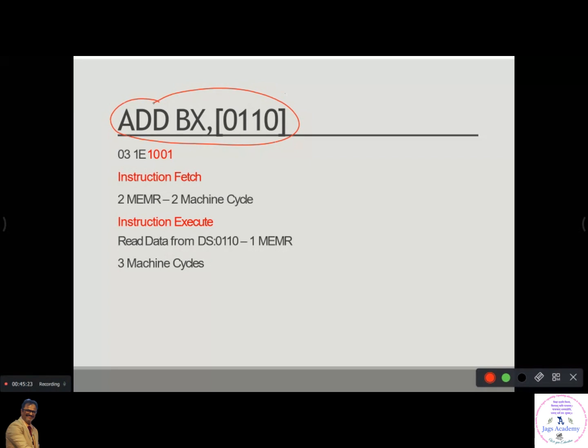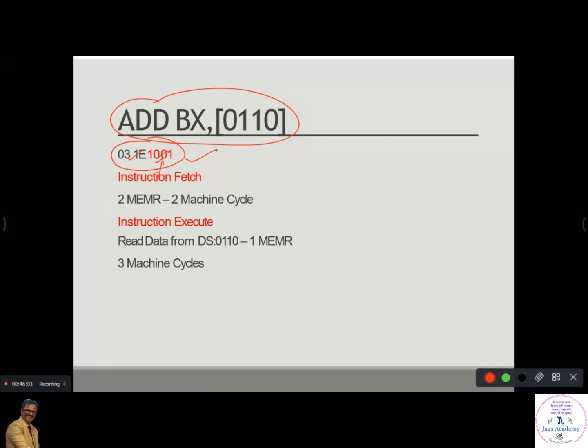Now, when we write the machine code for that, it comes to be 031E1001. Can you tell me how many machine cycles your microprocessor requires to read this instruction? Does it read in one machine cycle? Why? Because this is more than 16 bits. It requires two machine cycles. It requires two machine cycles for the instruction fetch.